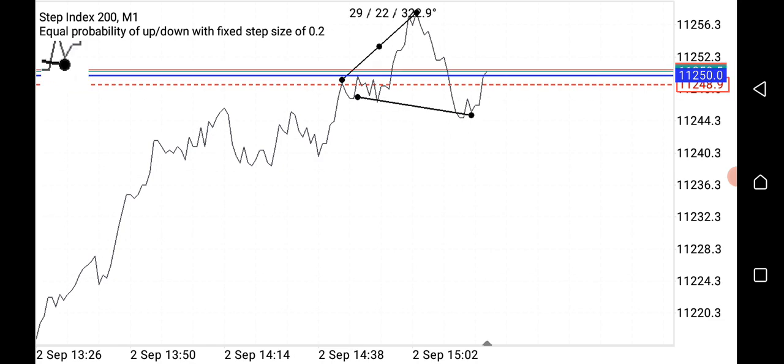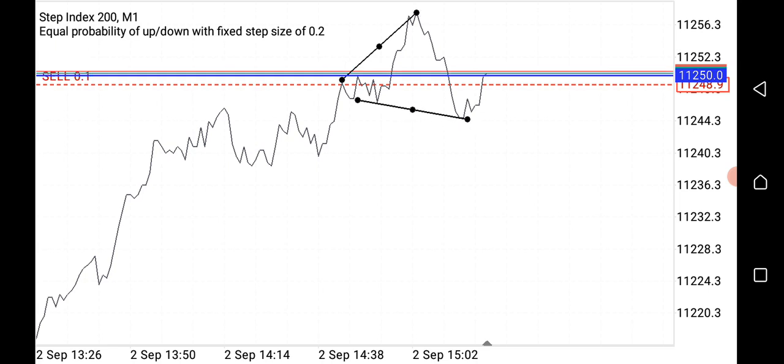So since the video is not going to be on, while waiting for the market to drop, I'm going to pause the video and wait for the market to drop, then we continue.